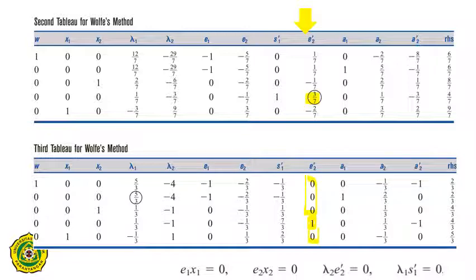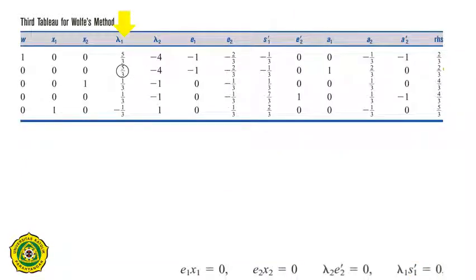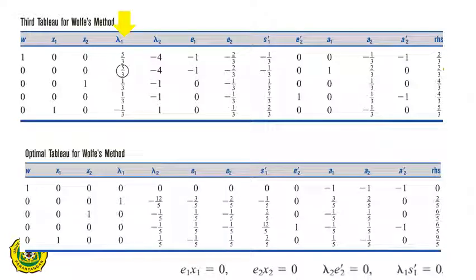Okay, now we pick again the most positive coefficient. It's lambda 1 again. But here we are allowed to pick lambda 1 because S1 prime is now a non-basic variable. So we pick lambda 1 as the entering variable, perform the ratio test, and then perform elementary row operations.